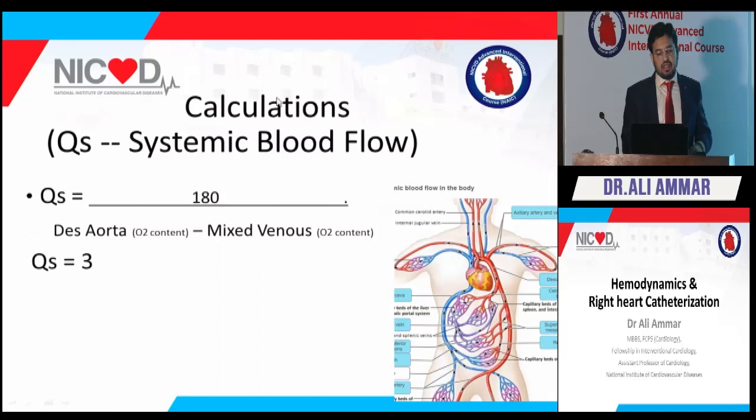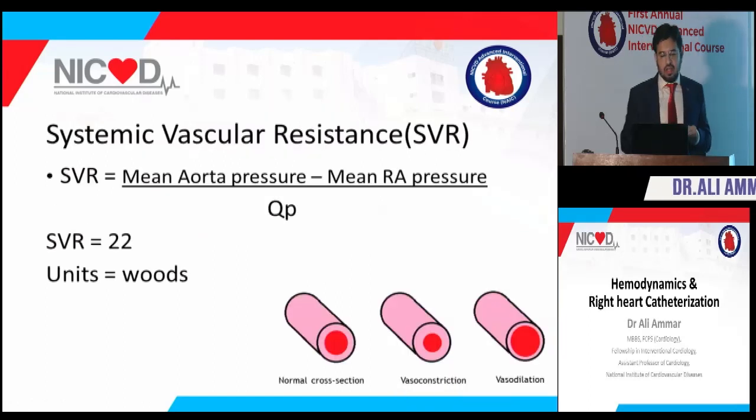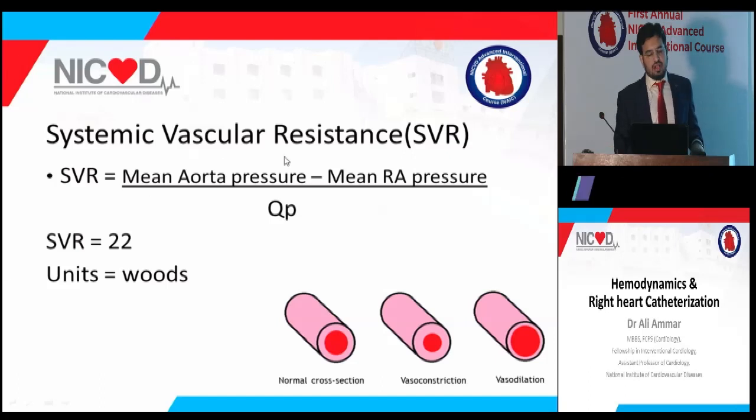So calculating the systemic blood flow is also important. We have to divide 180 in a similar pattern. What do we have to divide by? We have to divide by the oxygen content difference across the systemic circulation bed. So we take the saturation of the descending aorta, and we subtract the mixed oxygen content from it. It was 30, here it is 3. So the systemic vascular resistance was 3.